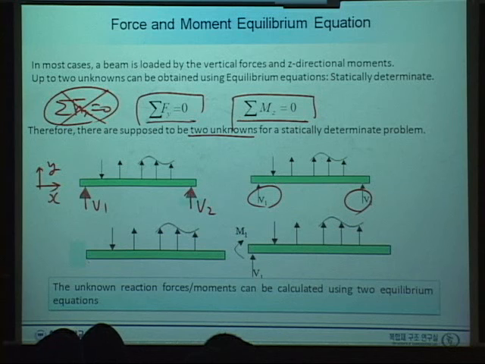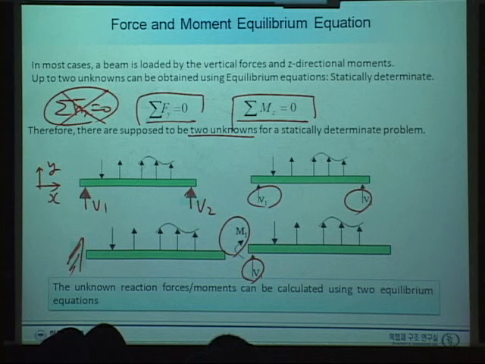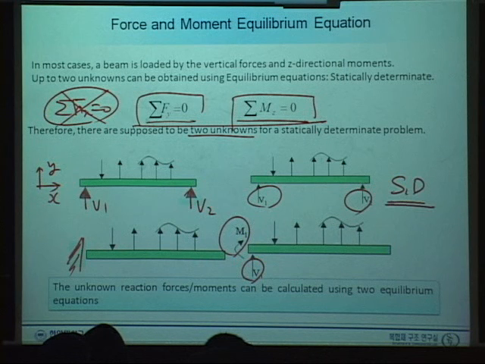How about this one? This is the clamped condition, and at the clamped condition, we have a vertical reaction and a moment reaction. How many unknowns do we have? We have two unknowns, and using these two equilibrium equations, we are able to calculate those two reactions. Okay? So this is the statically determinate problem.